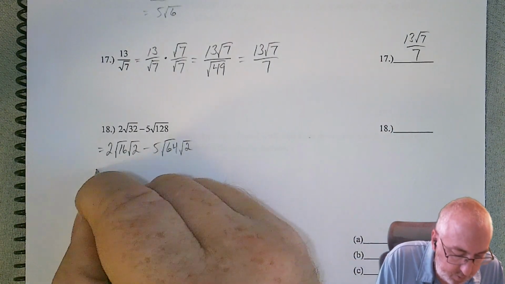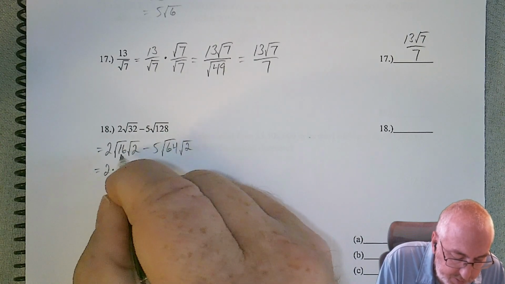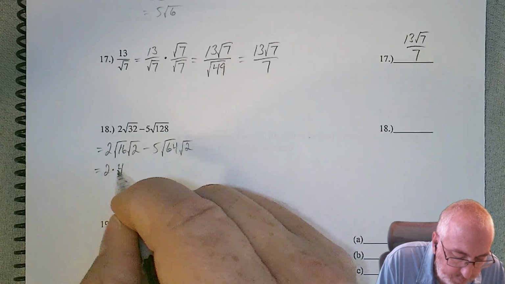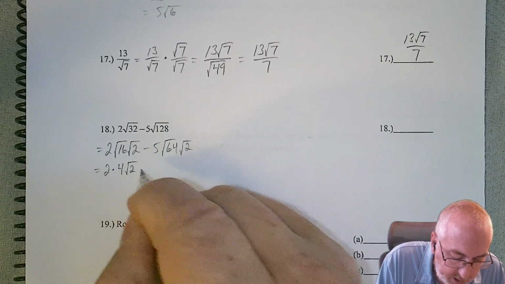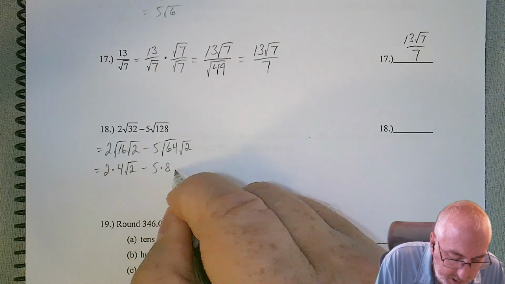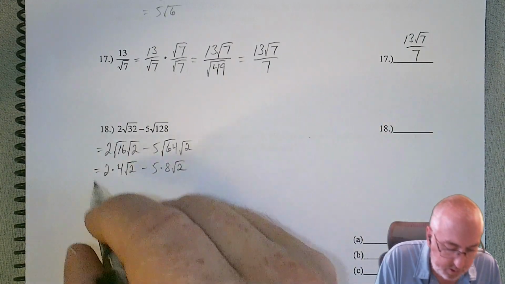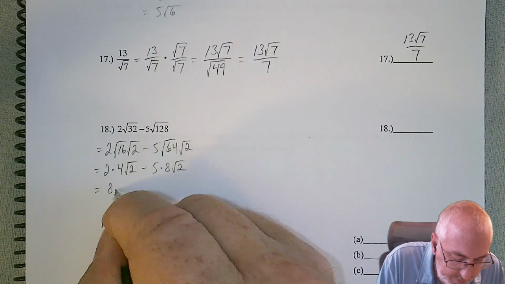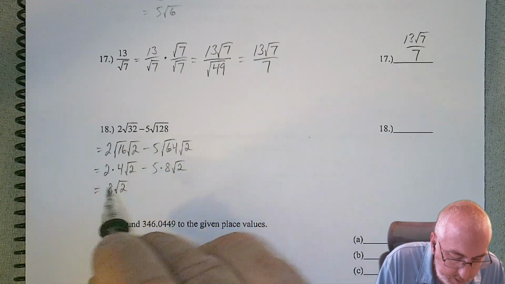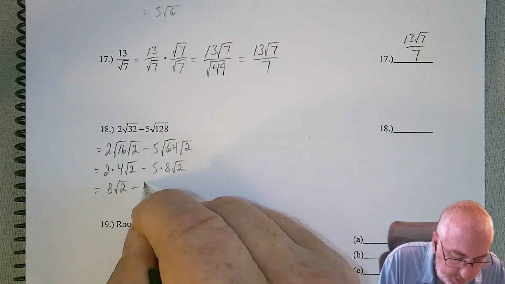Now let's simplify those down a little bit more. So the square root of 16 we can replace with a 4. 4 times 4 is 16. 64, square root of that is going to be 8. And now we can go one more step and do those multiplications. So 2 times 4 is 8. 8 and 5 multiply to 40.